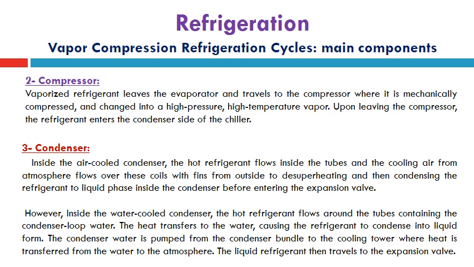However, inside the water-cooled condenser, the hot refrigerant flows around the tubes containing the condenser loop water. The heat transfers to the water, causing the refrigerant to condense into liquid form. The condenser water is pumped from the condenser bundle to the cooling tower, where heat is transferred from the water to the atmosphere. The liquid refrigerant then travels to the expansion valve to reduce its pressure and complete its journey again inside this refrigeration cycle.